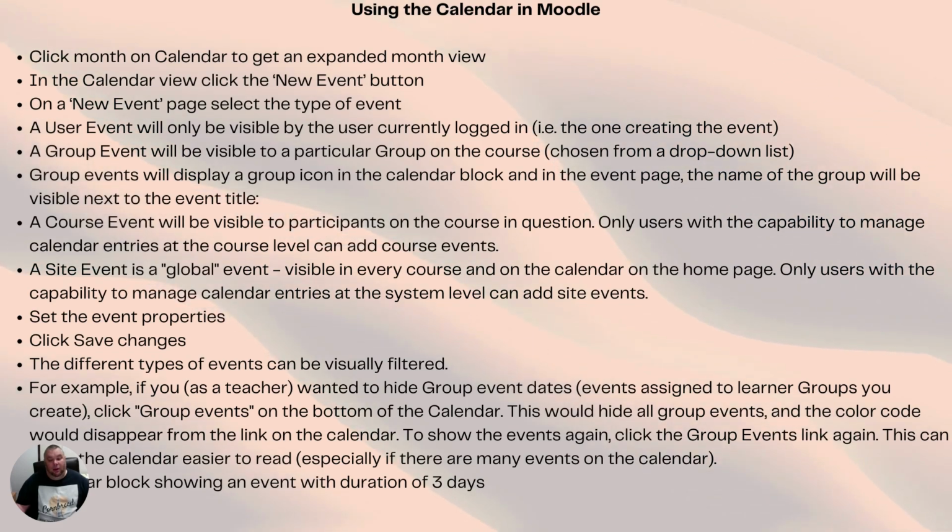This would hide all group events and the color code would disappear from the link on the calendar. To show the events again, click the Group Events link again. This can make the calendar easier to read, especially if there are multiple events currently on the calendar. Calendar block showing an event with a duration of 3 days, for example.